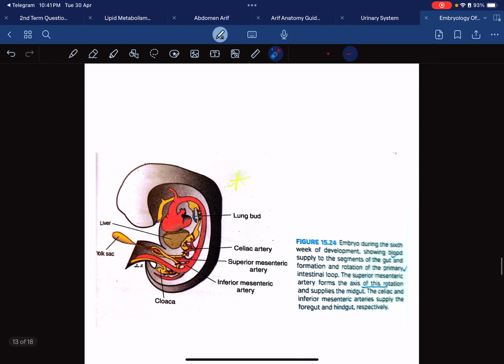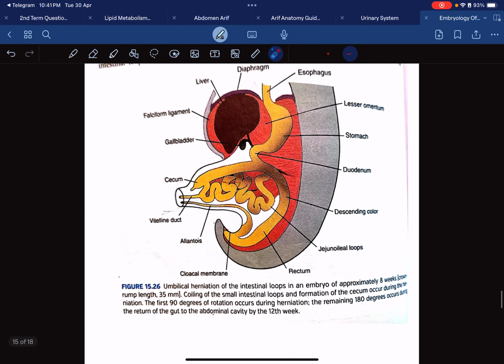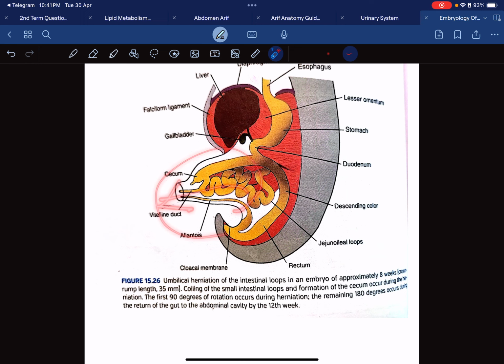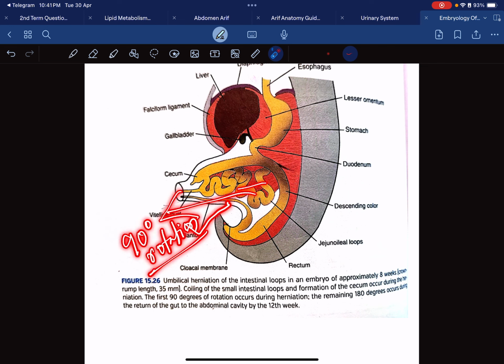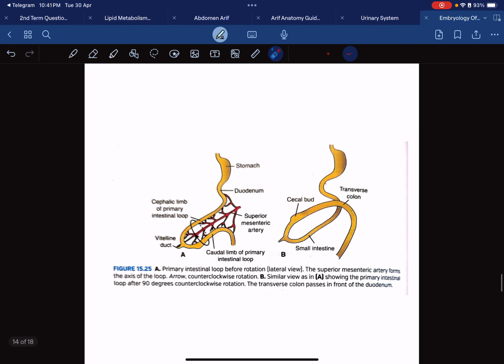If we look at this diagram, this intestinal loop exits. While it exits, it does a 90-degree rotation around the superior mesenteric artery. If we see, this is the superior mesenteric artery. The superior mesenteric artery acts as an axis. The first rotation is 90 degrees, the second rotation is 180 degrees, so in total 270 degrees around the superior mesenteric artery.